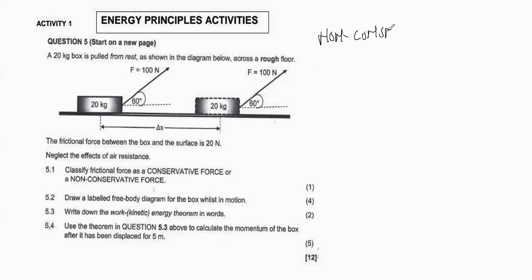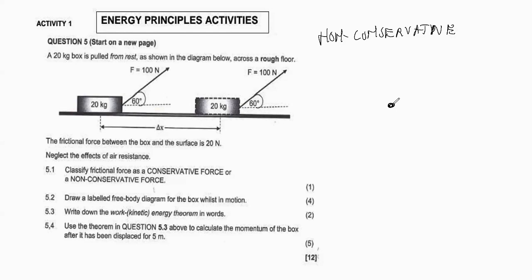So we're going to say non-conservative force, right? This is the force for which the work done in moving an object between 2 points depends on the path taken. So this is non-conservative. Then 5.2 says draw a labeled free body diagram for the box whilst in motion.